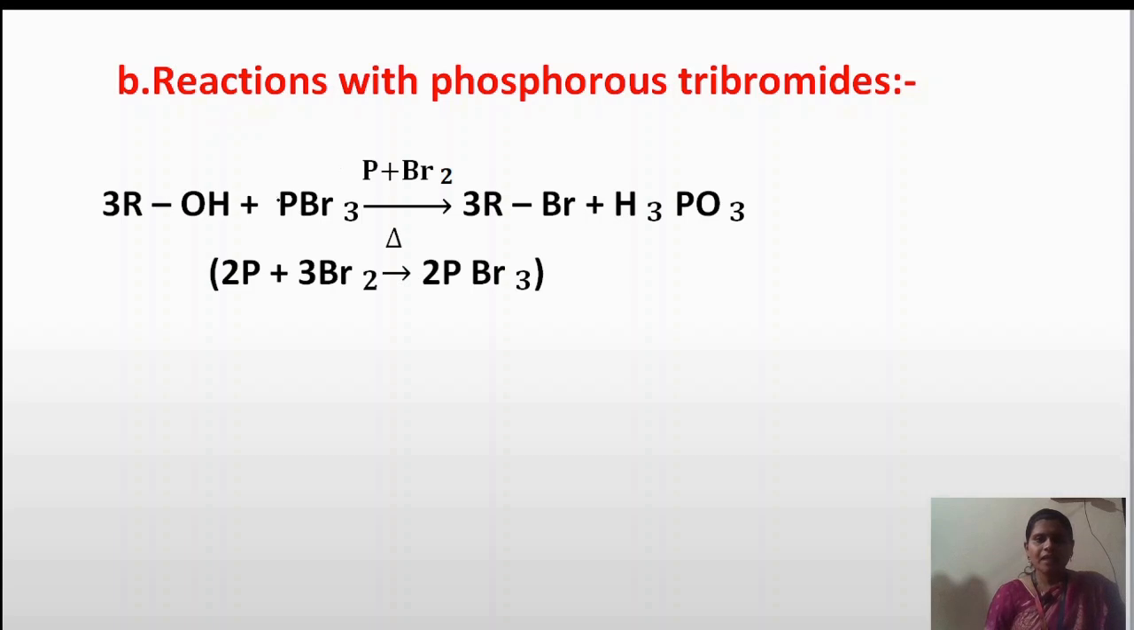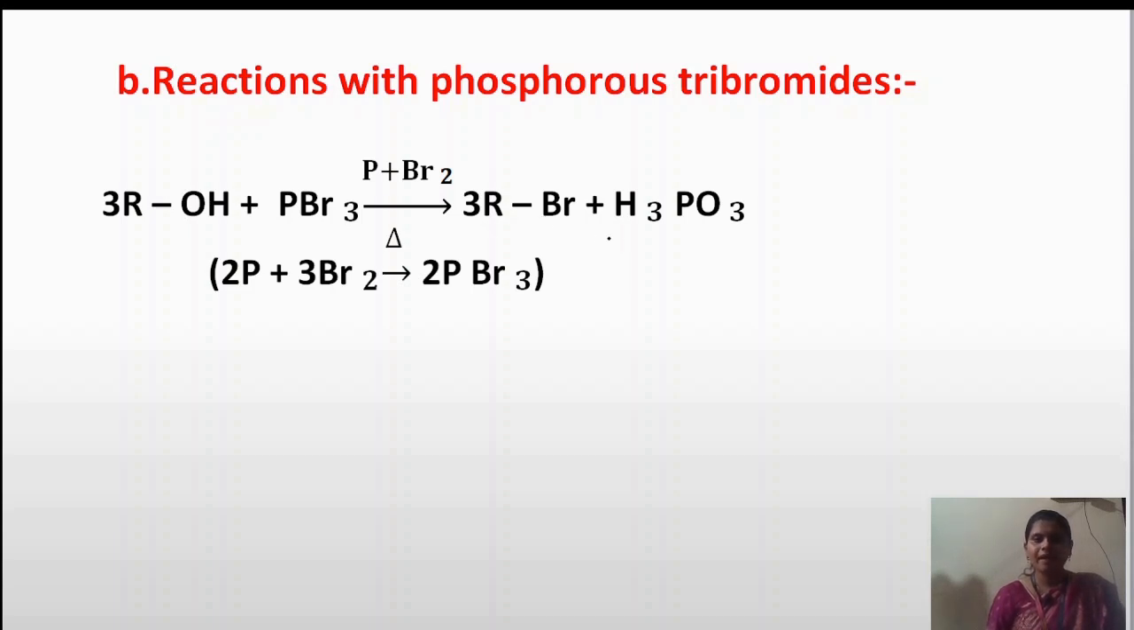PBr3 is unstable, so we have to make it in situ, which means red phosphorus reacts with Br2 to form PBr3 in the reaction mixture. This reaction is known as the in situ reaction, meaning PBr3 is not formed separately, but is formed while carrying out the reaction by using red phosphorus and Br2.